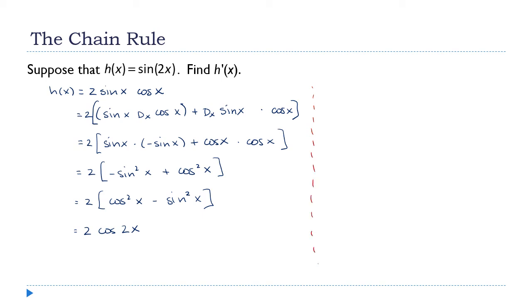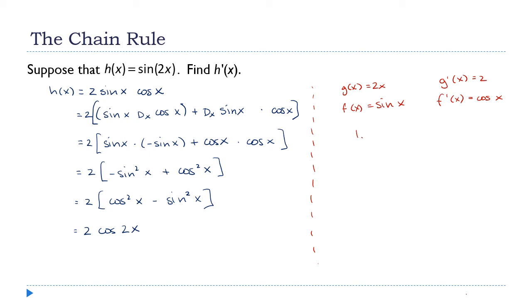And if I want to do this with the product, with the chain rule, my inside function, g of x, is 2x. My outside function, f of x, is sine of x. So g prime of x is 2. Then f prime of x is cosine of x.